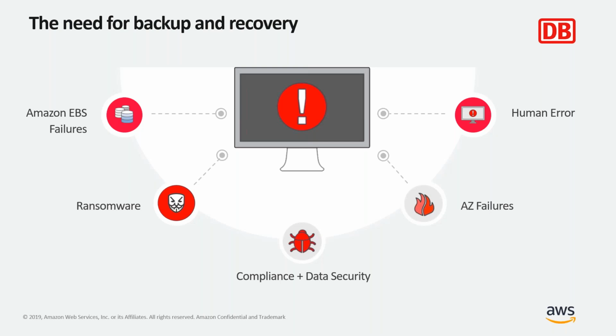So when you operate within the cloud, the same threats exist as working on premise. And one example here can be human error. So this is where someone accidentally terminates an instance, and it's really important that in this use case we're able to recover that workload. Another example can be availability zone failure.